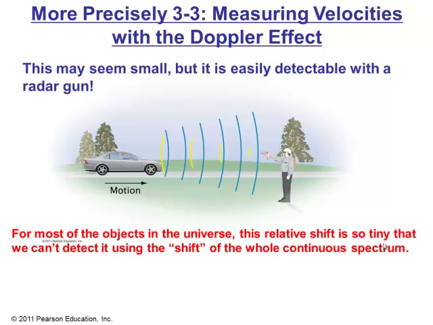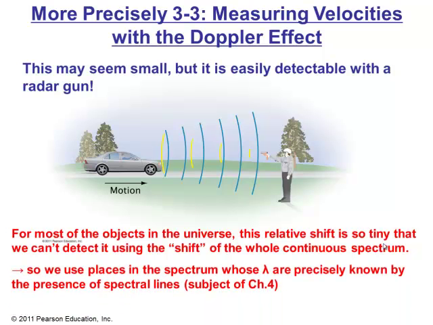Now, for most of the objects in the universe, this relative shift is so tiny that we can't detect it using the shift of the whole continuous spectrum. So what do we do? Well, we use places in the spectrum whose wavelength is precisely known by the presence of spectral lines, and that's how we figure things out. That's the subject of chapter 4.